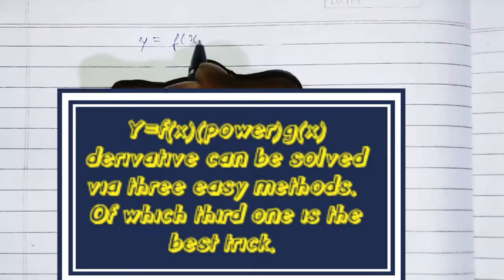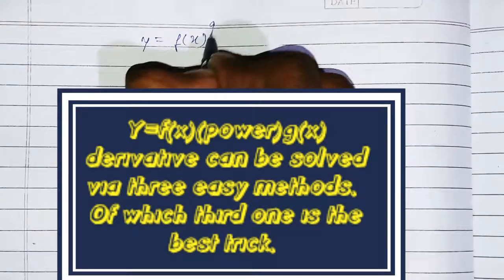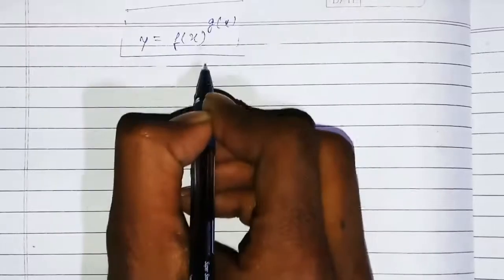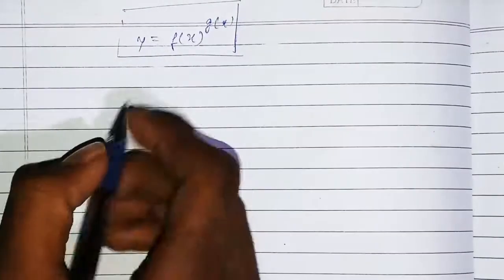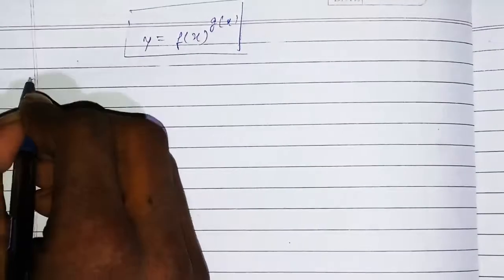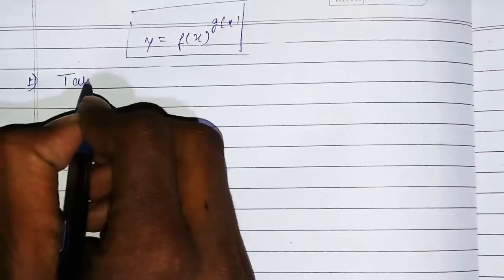Welcome everyone. In this video, I'm going to show you how you can solve this form, which is y is equal to f of x to the power g of x, by differentiation. It has got three methods to solve. First method, taking log both sides.